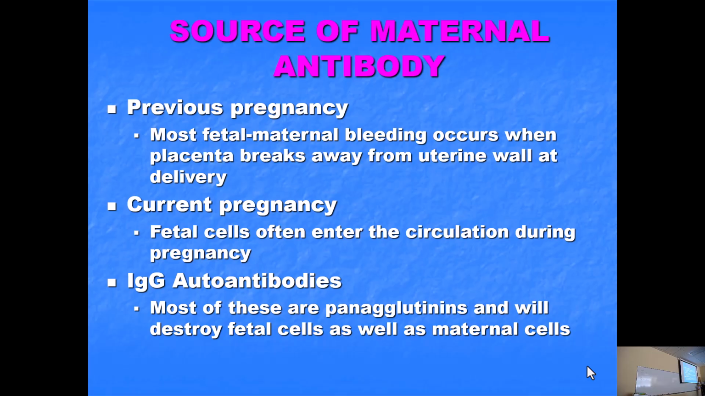So, what can cause this? Previous pregnancies. Most of the time when we're looking at fetal maternal bleeding, it occurs when the placenta is going to break away from the uterine wall at delivery. So that's a bloody mess, okay? Childbirth is not pretty. So what happens, baby is born, placenta follows, it kind of breaks off and follows.